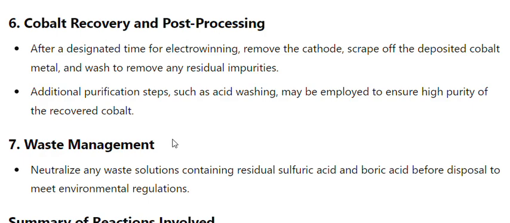6. Cobalt recovery and post-processing. After a designated time for electrowinning, remove the cathode, scrape off the deposited cobalt metal, and wash to remove any residual impurities. Additional purification steps, such as acid washing, may be employed to ensure high purity of the recovered cobalt. Waste management. Neutralize any waste solutions containing residual sulfuric acid and boric acid before disposal to meet environmental regulations.